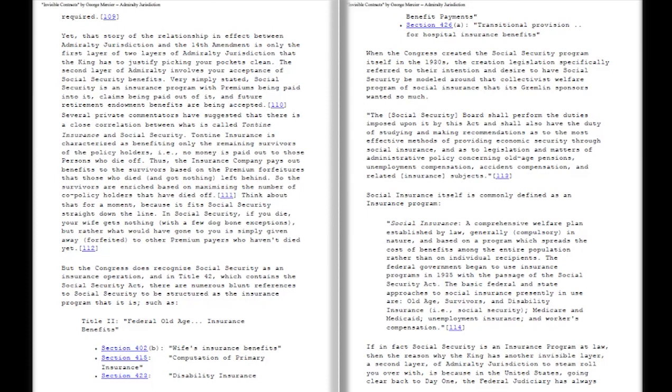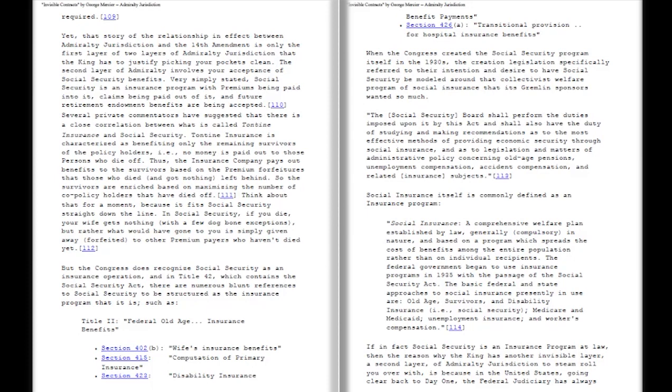112. But the Congress does recognize Social Security as an insurance operation, and in Title 42, which contains the Social Security Act, there are numerous blunt references to Social Security being structured as the insurance program that it is, such as Title 2, Federal Old Age Insurance Benefits, Section 402, B. Wife's Insurance Benefits, Section 415, Computation of Primary Insurance, Section 423, Disability Insurance Benefit Payments, Section 426, a transitional provision for hospital insurance benefits.